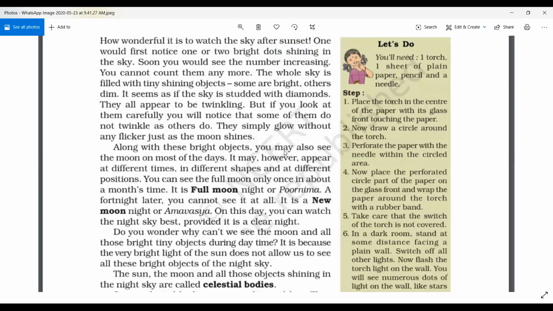Along with these bright objects, you may also see the moon on most of these days. It may, however, appear different at times, in different shapes and at different positions. You can see the full moon, the Purnima, only once in a month's time. A fortnight later, you cannot see it at all. It is the new moon or the Amavasya. On this day, you can watch the night sky the best, provided it is a clear night.